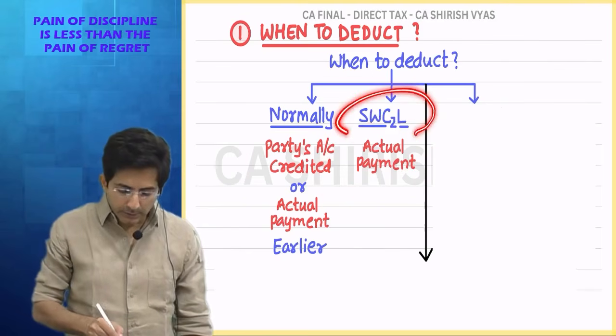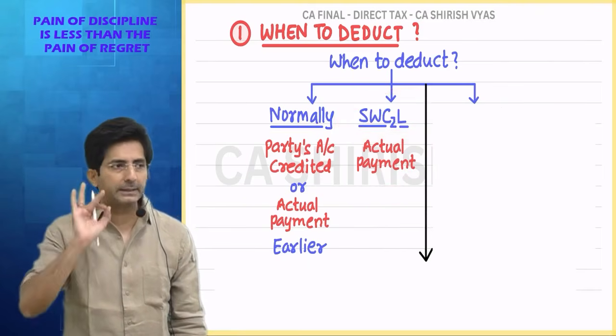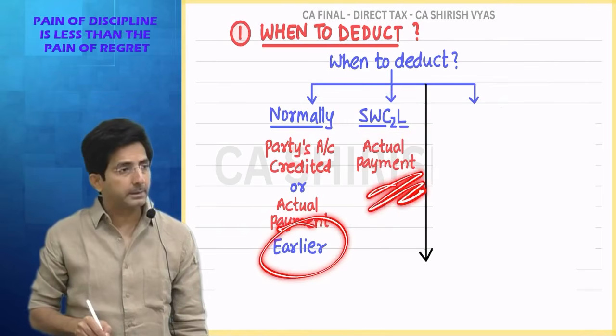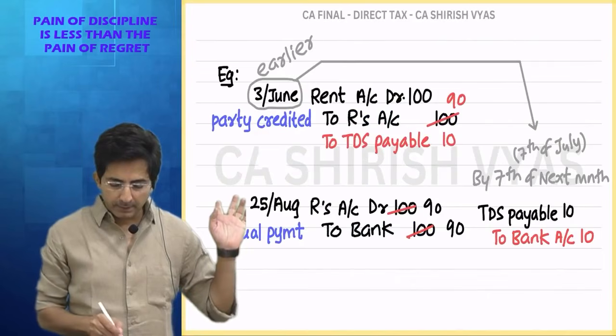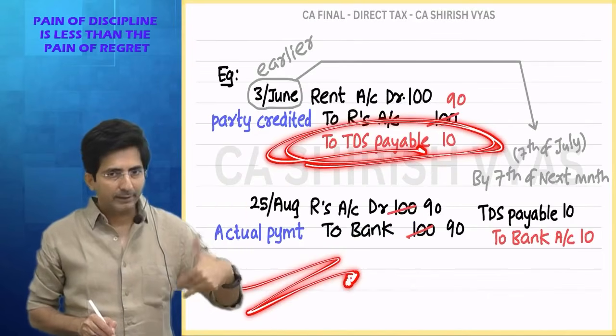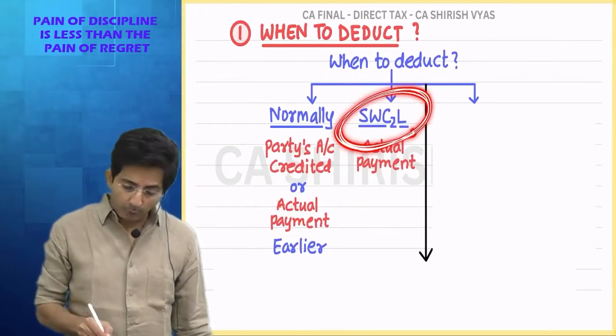See, I am trying to justify each point. Conclusion: you have to remember SWCL, TDS comes on whichever is earlier basis or actual payment basis. Actual payment basis, and the best way to remember is that in our journal entry, TDS payable will get switched to the second entry. Okay. But see, here the rule of depositing is the same.